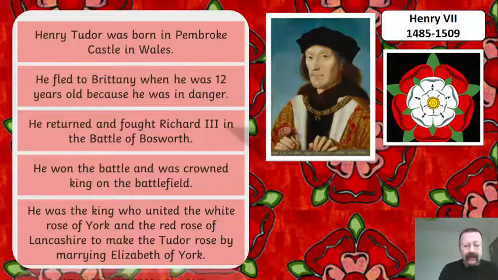He was the king who united the White Rose of York and the Red Rose of Lancashire to make the Tudor Rose by marrying Elizabeth of York. So if we have a look at that rose to the right of him, you can see it incorporates or includes the red rose and the white rose, and this became the Tudor Rose. So he brought both families together through his marriage to Elizabeth of York. So that's where we're starting on our timeline.